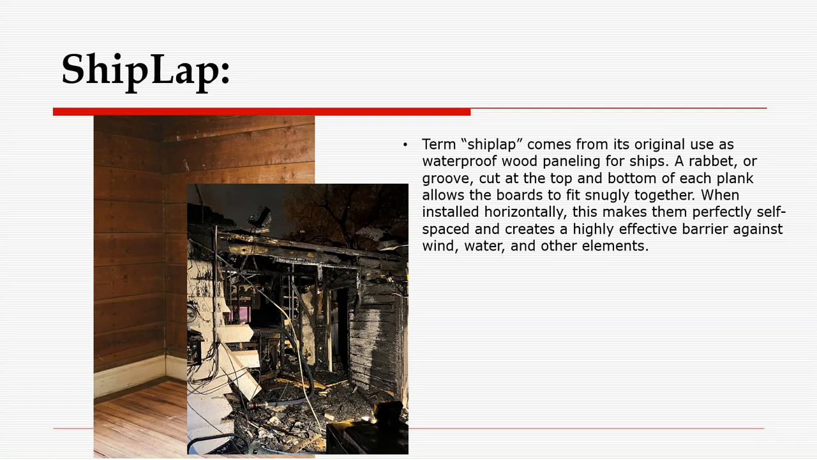Shiplap. Most people confuse shiplap and plaster and lathe. Shiplap comes from its original use as waterproofing wood paneling for ships. A rabbet or a groove is cut at the top and bottom of each wood plank and allows the board to lock into place, almost like a Lincoln log in that sense, but not necessarily cut like that. It allows it to fit snugly, just like they'd use on a ship. And when installed horizontally, as most often you'll see, this makes them perfectly spaced and creates a highly effective barrier against wind, water, and other elements.